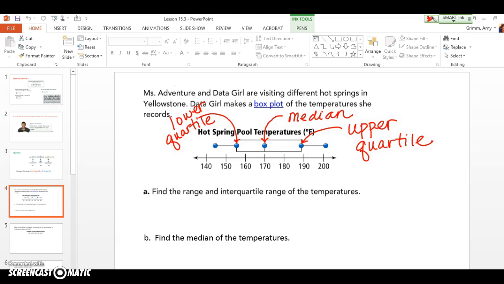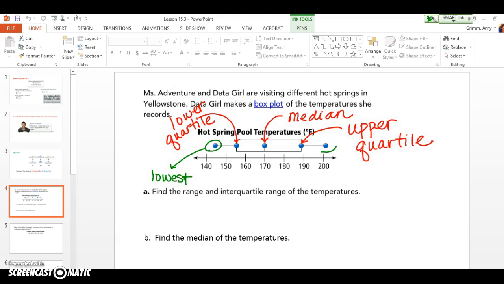Okay. And the only ones I haven't shown you are this and this. What do you think that would represent? The number would be 144. What do you think that would be in the data set? Exactly. That is the lowest number to help you find the range. Sometimes these are called outliers, but it is basically the lowest number.